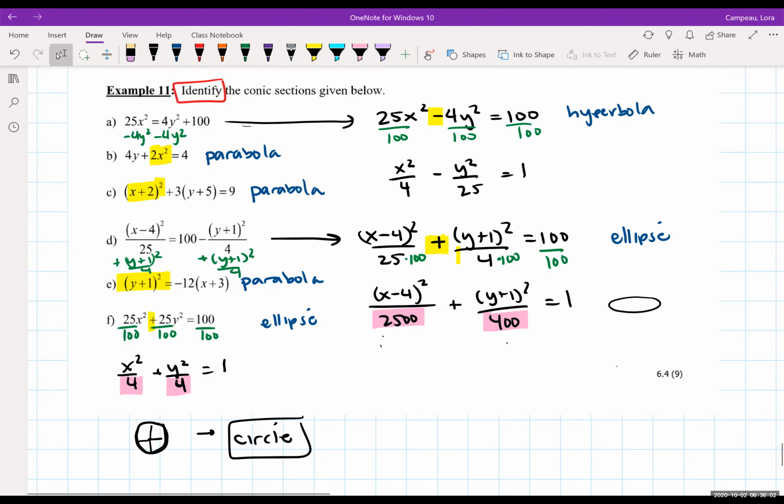So I hope this gave you some insight on how to identify the conic sections just based on the equations. Feel free to practice, and I will see you in the next section.